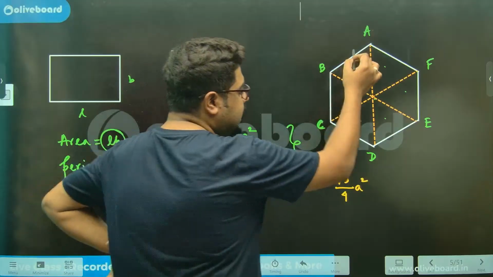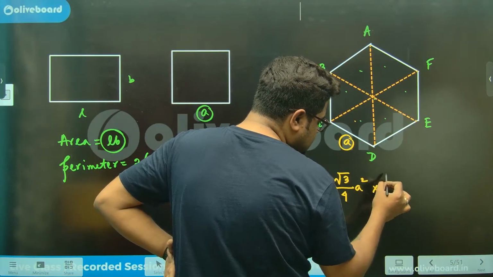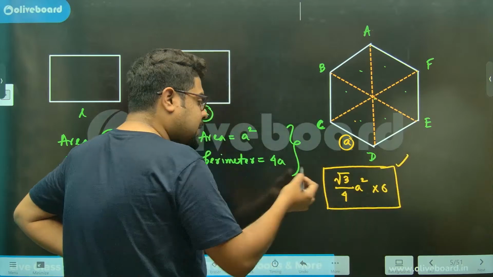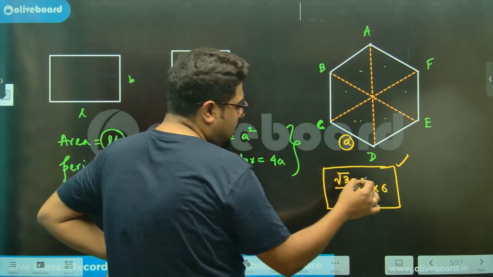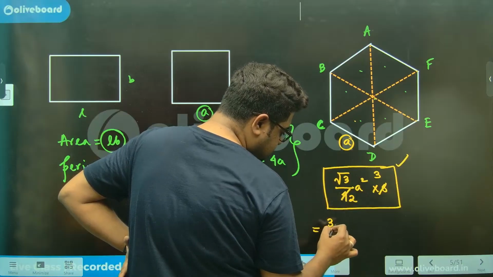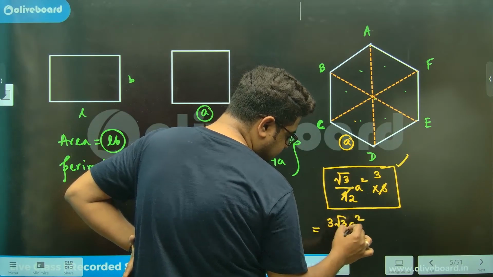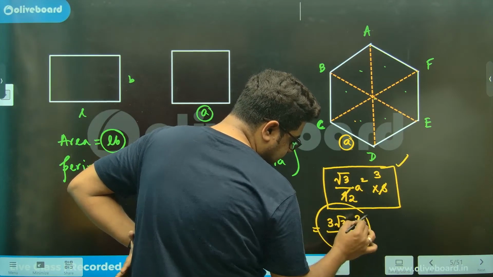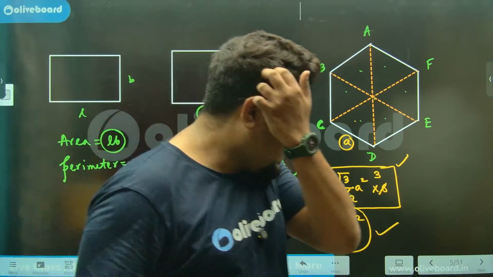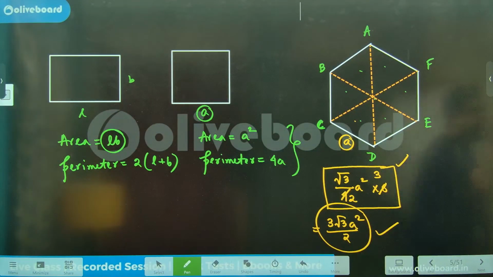And there are how many? There are 6. So this is how you find the area of the hexagon. Either you can remember it like this, or better, 3 root 3 A square divided by 2. This is the exact formula, sir. Clear, everyone? Clear, sir? Acha.